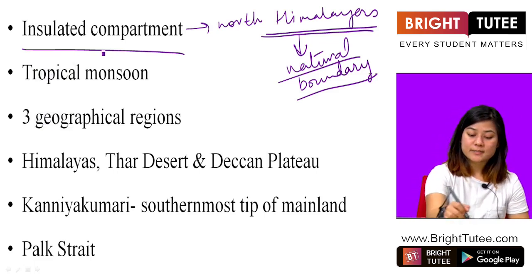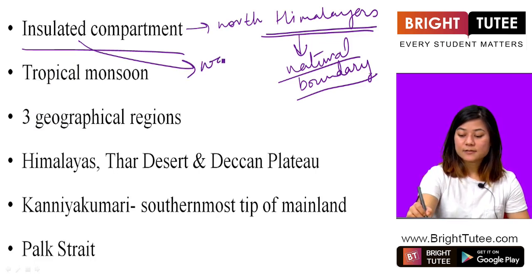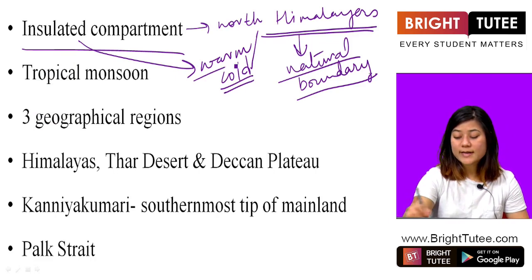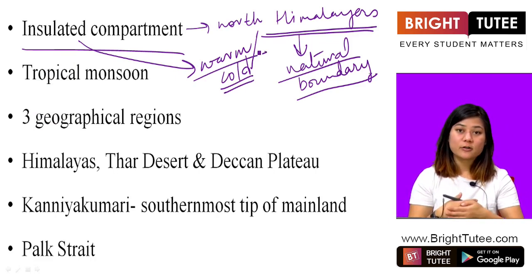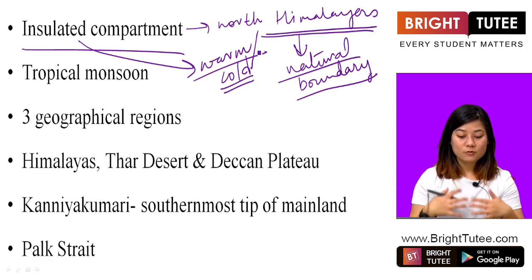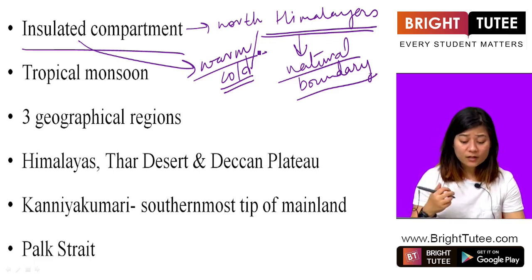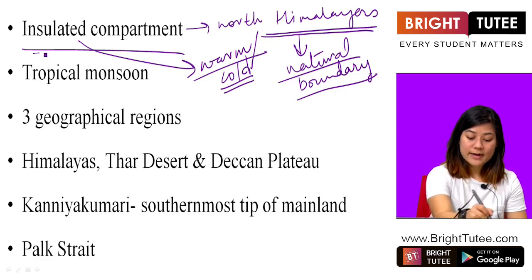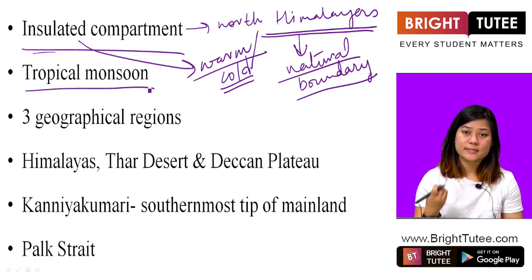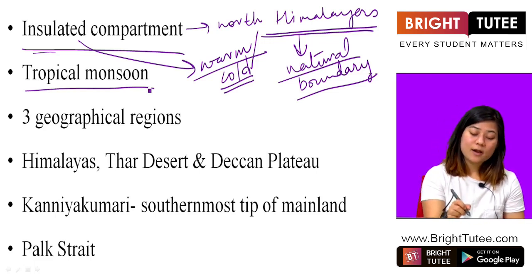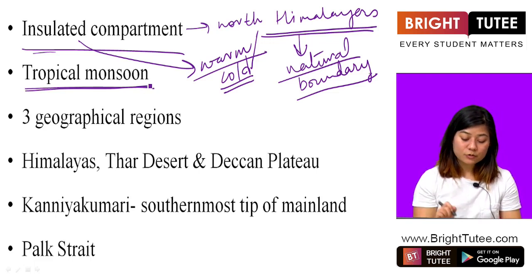Insulated means that it keeps the country warm or cold by using the mountain range as a barrier to keep the country warm and cold when it is warm and cold. But it also has tropical monsoon. Apart from being an insulated compartment, India also has tropical monsoon. Now that was the climate.